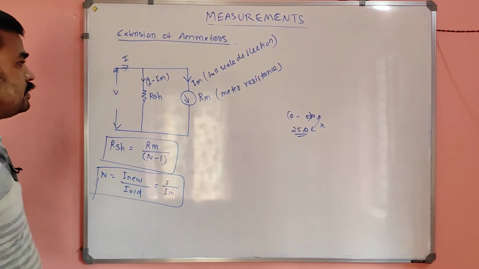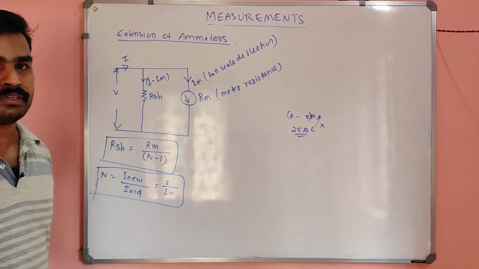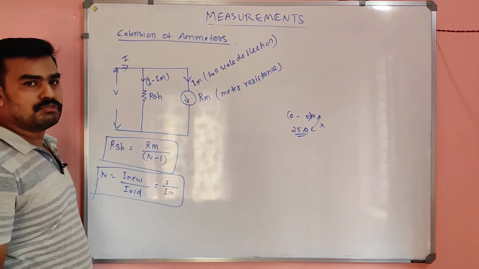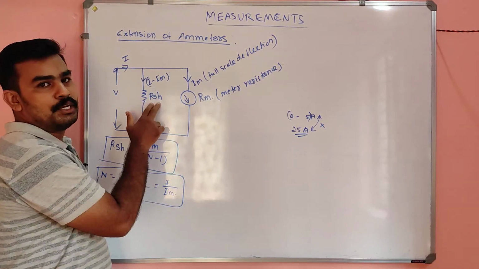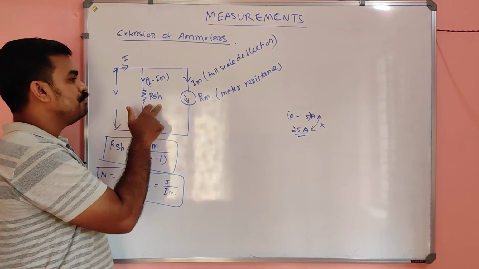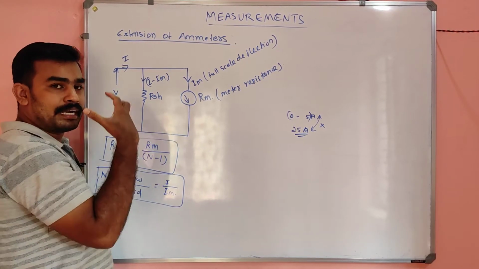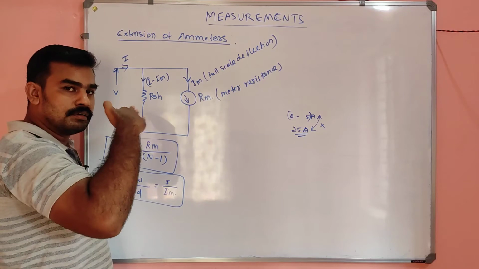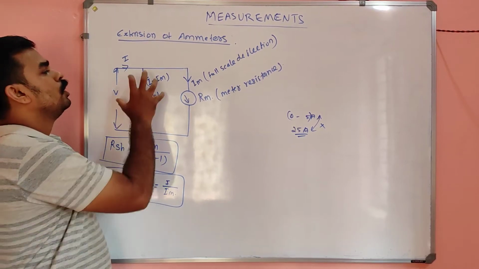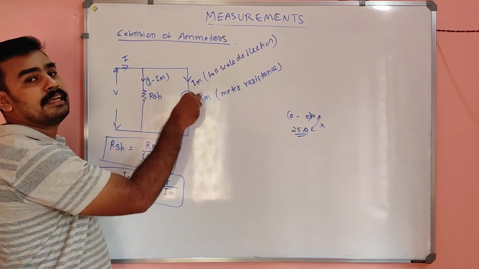How can we extend the range further? To extend your range further, you have to reduce the value of RSH as much as possible. What happens then? If you reduce RSH to the lowest value, more current will be carried by this RSH. The meter is again safe.